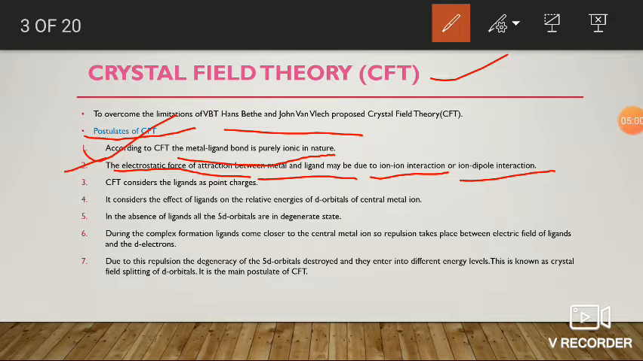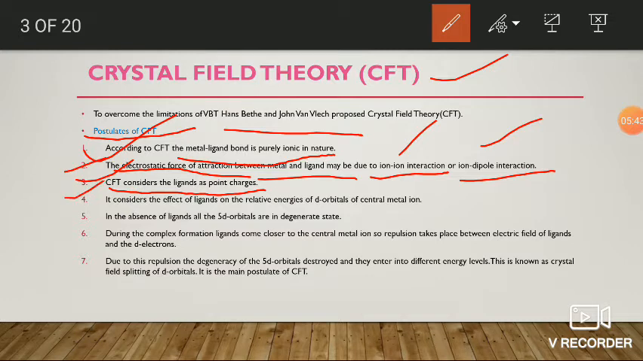So here the electrostatic forces may be of two types. They may be ion-ion interactions or they may be ion-dipole interactions. In the first case, ion-ion interaction, both the metal and ligands are in ionic state. So that is ionic interaction. In the second case, ion dipole interaction, the metal is in ionic state, but the ligands are neutral. In such case, due to the ion dipole interactions, the bond is electrostatic. Okay, fine. Next, CFT considers the ligands as point charges. According to CFT, ligands are point charges.